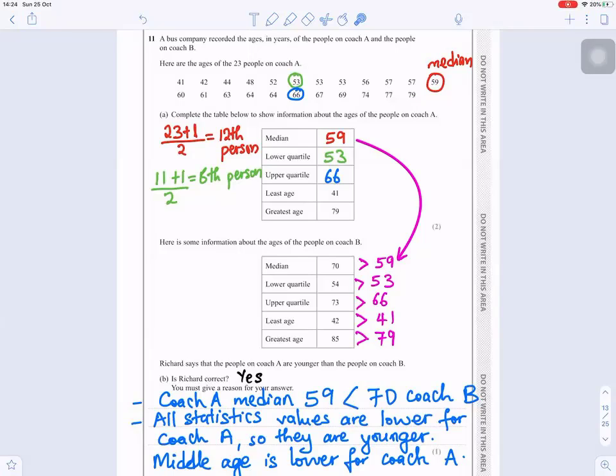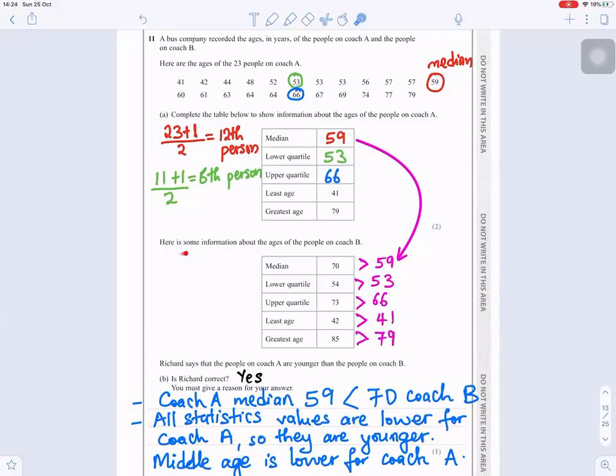Lower quartile: you divide it into 4 groups, 1, 2, 3, 4, 5. The next one, 1, 2, 3, 4, 5. The next one, from 60 to 64, another 5. 67 to 79, another 5. So the lower quartile is 53, upper quartile is 66. Or you can use n plus 1 over 2: 23 plus 1 over 2 gives you the 12th person. 11 plus 1 over 2 gives you the 6th person, which you can count.